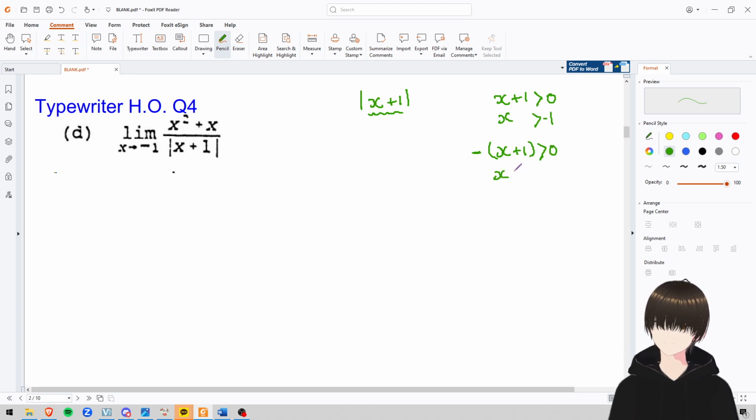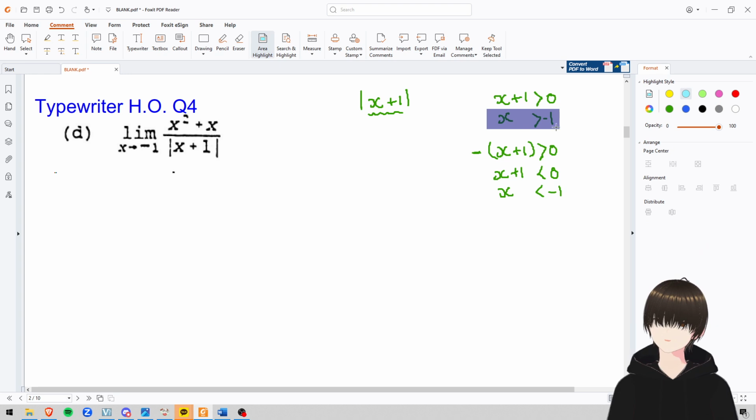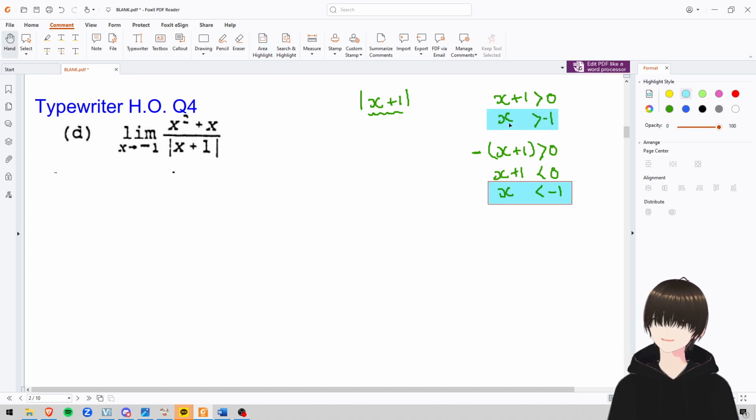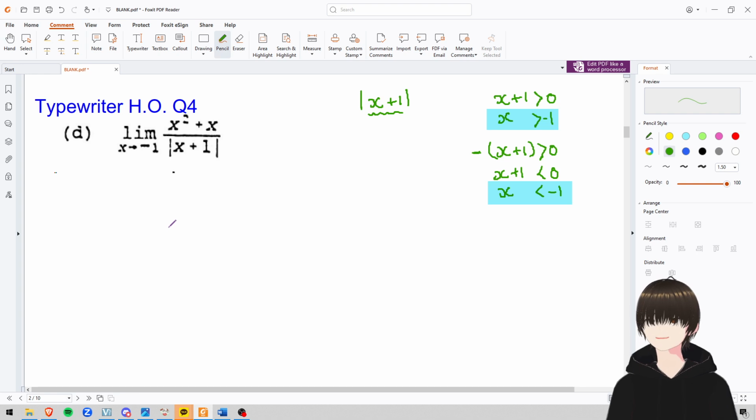And so that means x plus 1 is less than 0, which means x is going to be less than negative 1. Here are the two different domains that dictate where I use a positive x plus 1 or a negative x plus 1. So it's going to be two different cases. Remember that from our very first ever lesson on Monday last week. Here we go. So let's check.